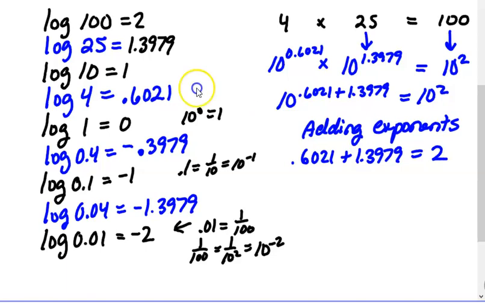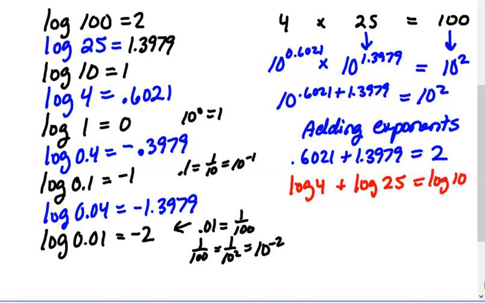Well, if you go back and look over here, we see that 2 is equal to log of 100, 1.3979 is equal to log of 25, and 0.6021 is equal to log of 4. So I could write this as log of 4 plus log of 25 is equal to log of 100. So notice when I add two logs, it equals the log of the product of those two things that are inside the log.